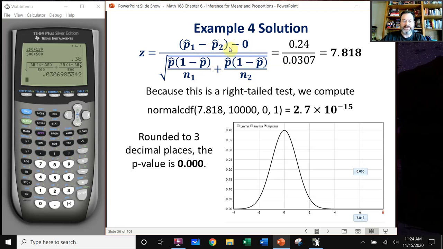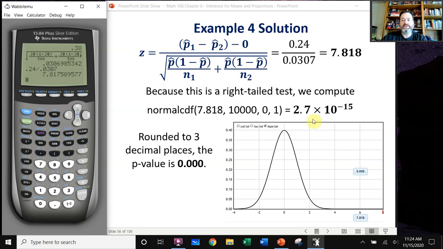You don't have to type in a minus 0. We already know p-hat 1 minus p-hat 2 because we already computed it, right? So it's just 0.24 divided by, we already computed this, we got 0.0307. I'm keeping extra decimal places for accuracy, right? And you get 7.818. If you round this to 0.03, watch what happens. So let's say you just rounded to 2 decimal places. 0.24 divided by 0.03 is 8, which is not the same as 7.818, right? Now, your p-value is going to be the same, but your test statistic would be wrong.